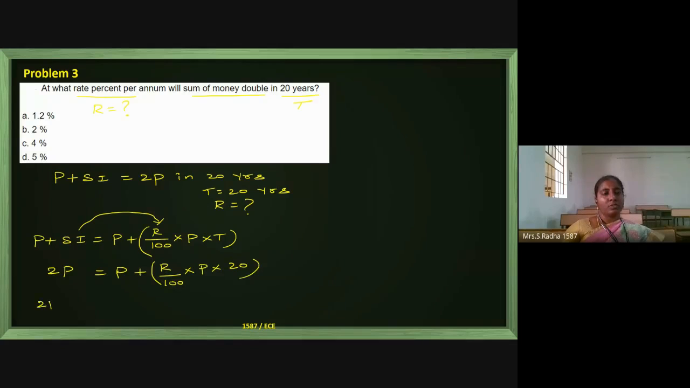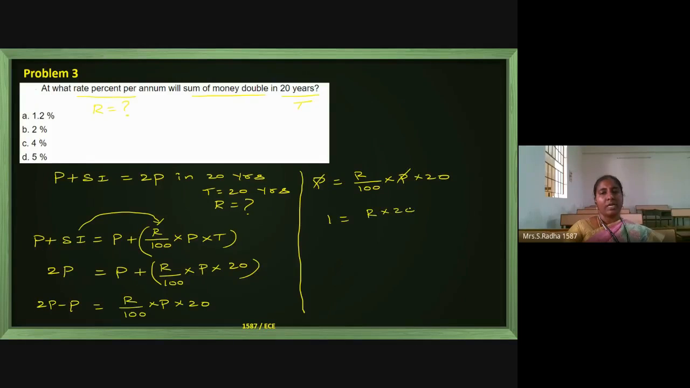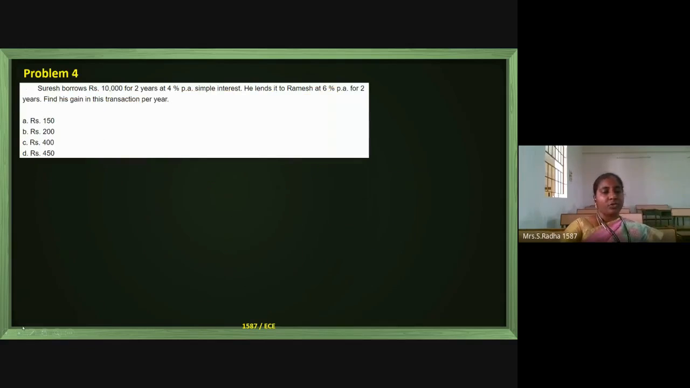Get all the P's to one side, and we will have R by 100 into P into 20. So on the LHS we will have P equal to R by 100 into P into 20. This P and P will get cancelled. 1 equals R into 20 by 100. If you cancel, it becomes 1 by 5. So R is nothing but 5%. Rate of interest is nothing but 5%. I am going to the next problem.